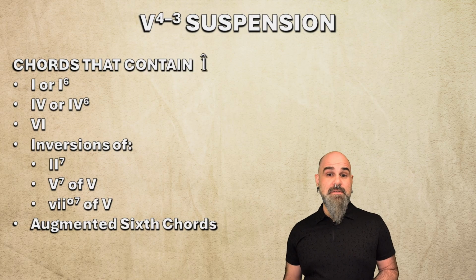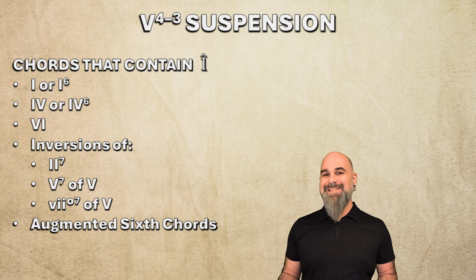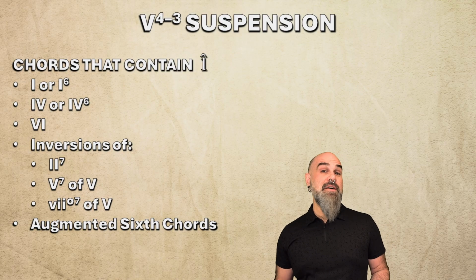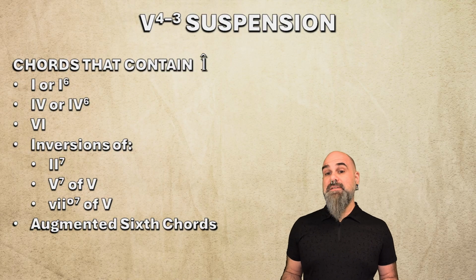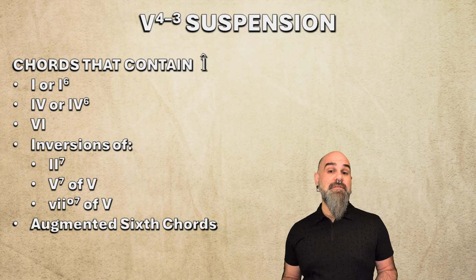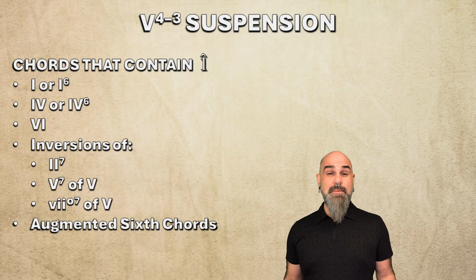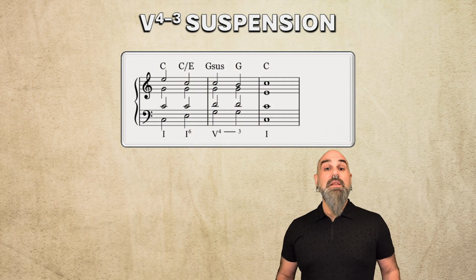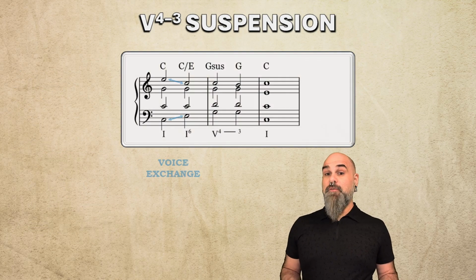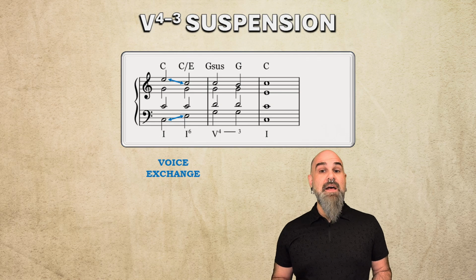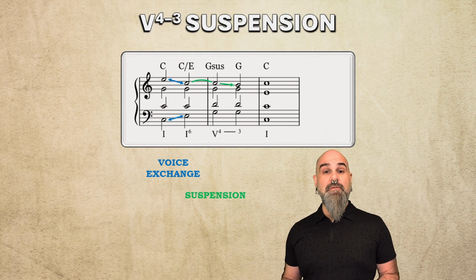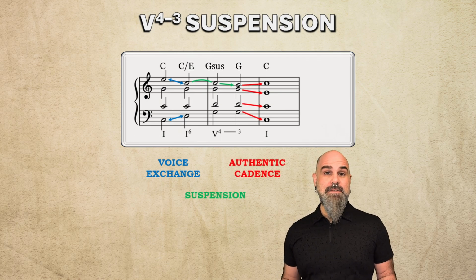1 or 1/6, 4 or 4/6, the 6 chord, inversions of 2/7, and when you get into more advanced harmony, inversions of 5/7/5, 7/7/5, and augmented 6 chords are all options as well. Let's just look at 2 examples. They all work the same way. Let's start with a 1 chord, use voice exchange to get to 1/6, then move into our suspension before finishing up with an authentic cadence.